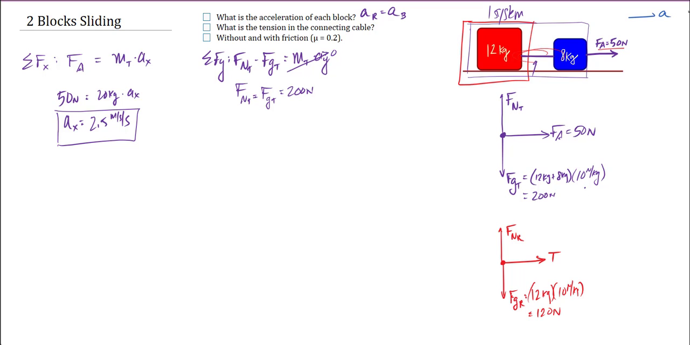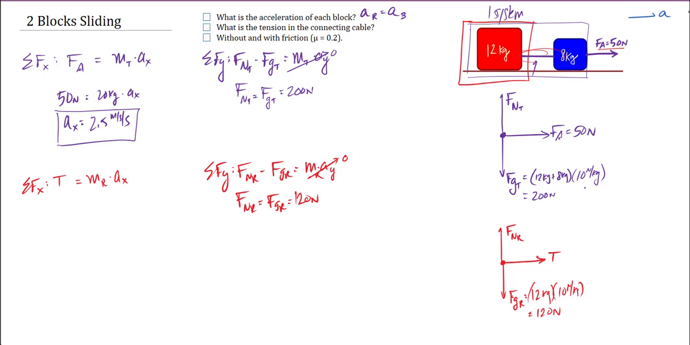I can write two Newton's second law equations for this. The sum of the forces in the x direction for the red object is going to be the tension force, and that's going to equal the red object's mass times the acceleration in the x. Then we can do the same thing in the y direction. The normal force on the red object minus the weight of the red object equals m times a in the y, and again, no y acceleration for the red object. So the normal force on the red object is equal to its weight, which in this case was 120 newtons.